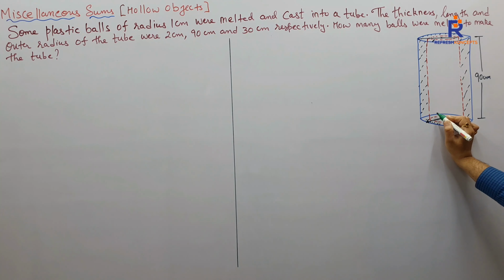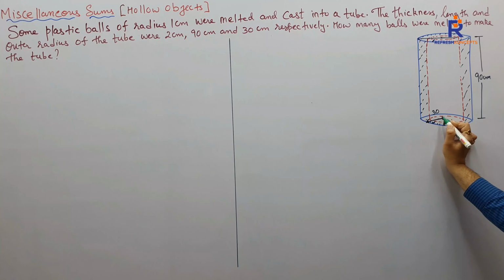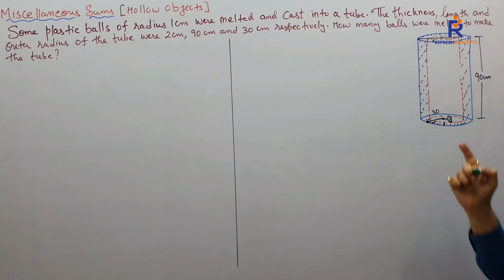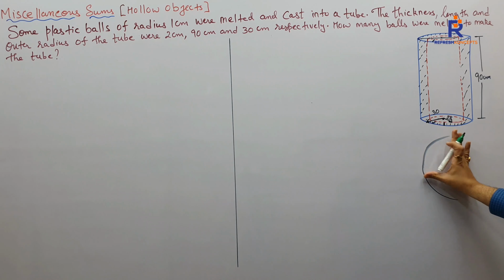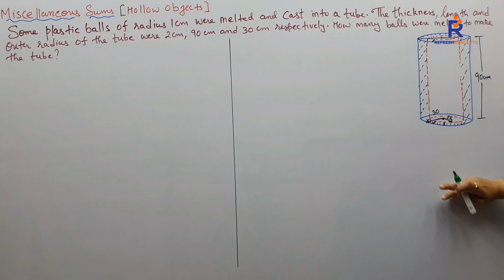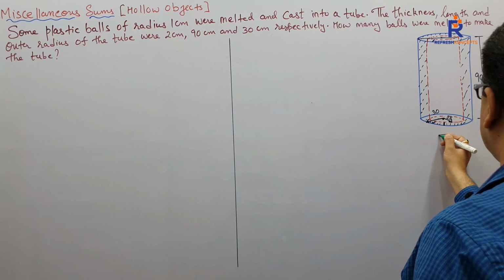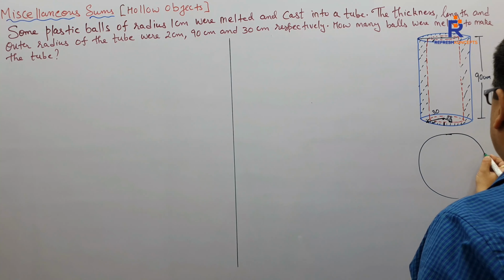So if the outer radius is 30 and the thickness portion is 2, what shall be the inner radius? The outer radius minus thickness, which is 30 minus 2, 28. This is the front view, the cross-sectional front view. If I were to show you the top view, it will somewhat look like this. Those who want to understand the sum in the top view, I'll make you understand in that way also.